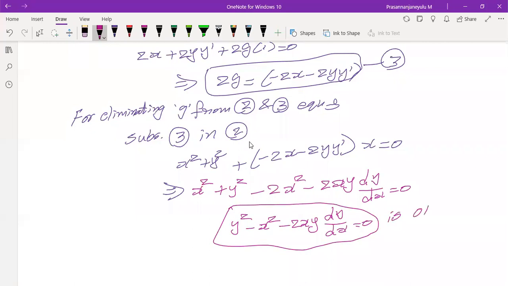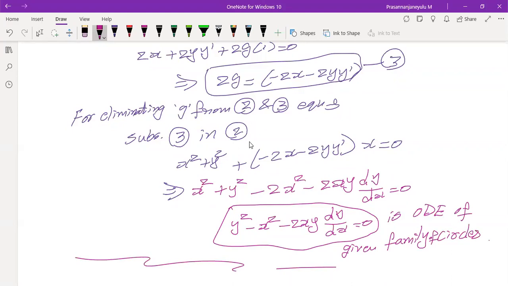This is the ordinary differential equation of the given family of circles. We could write given family of curves, but they mentioned already in the problem the given family of circles, so we are writing like this. Is it clear? This is the way to do our problem.